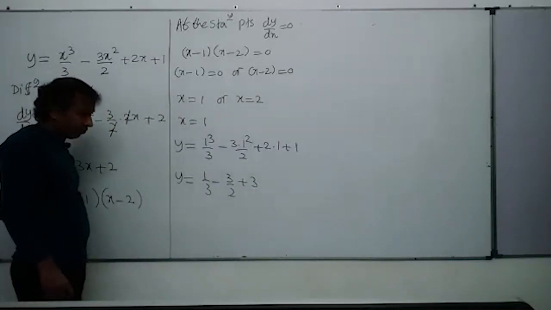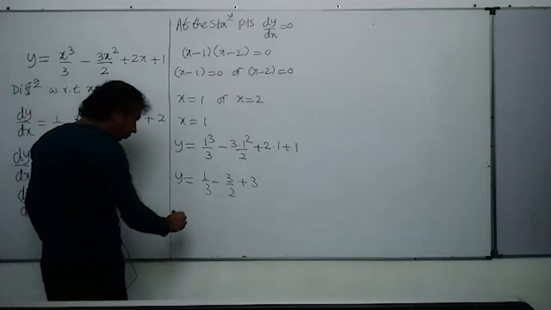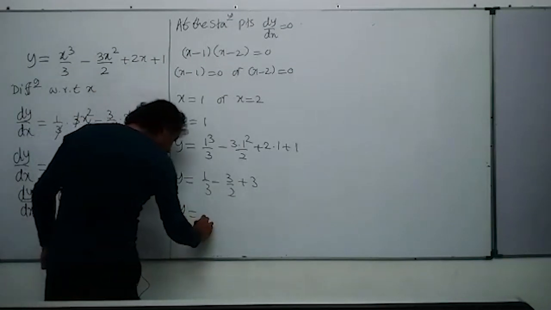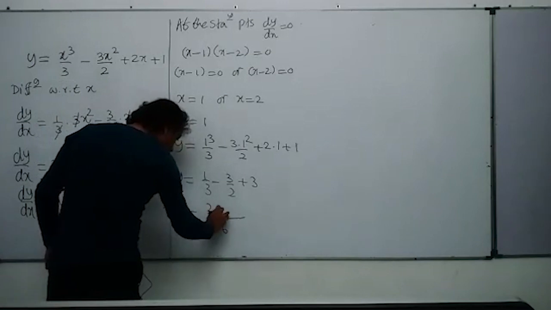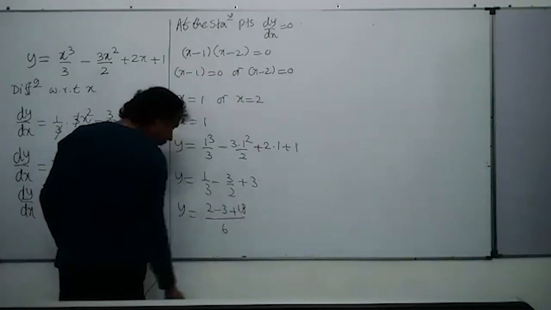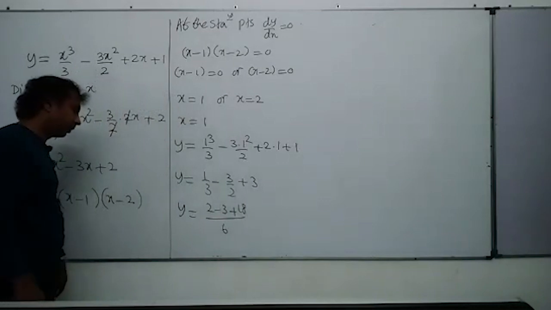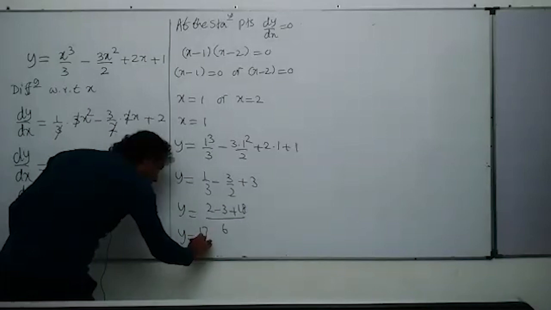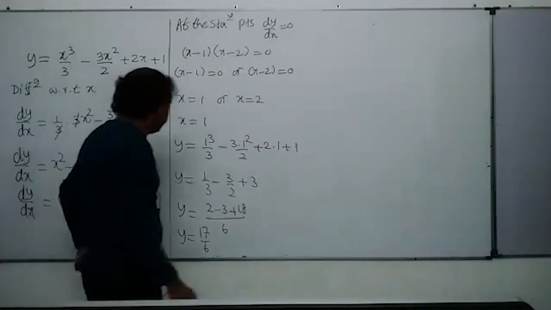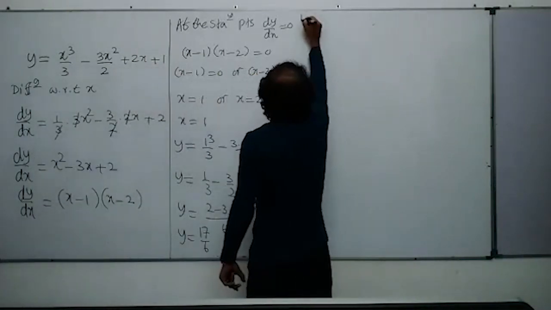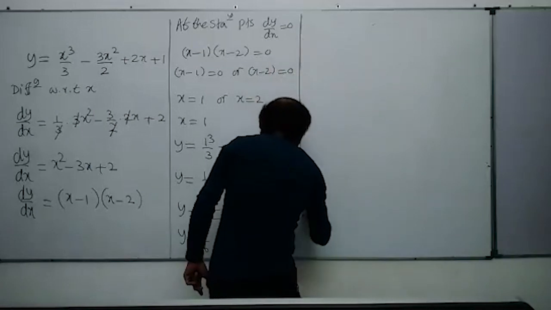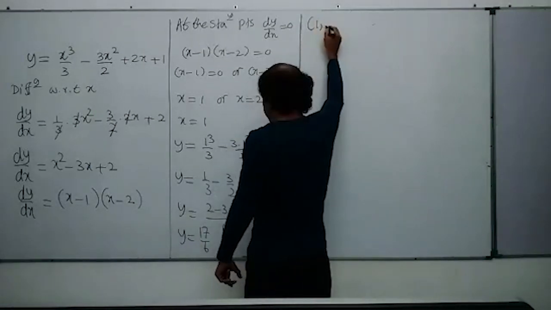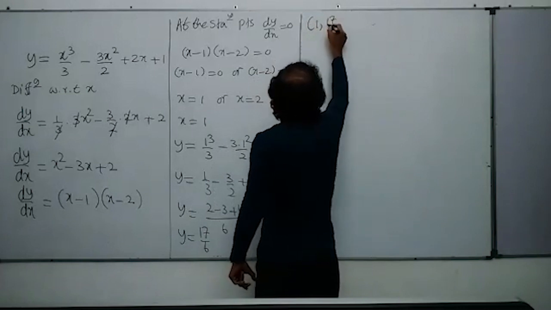Now we can simplify this. We can write here 6, 2 minus 9 plus 18, which is 17 by 6. Therefore, one point is x equals 1, y equals 17 by 6, that is (1, 17 by 6).